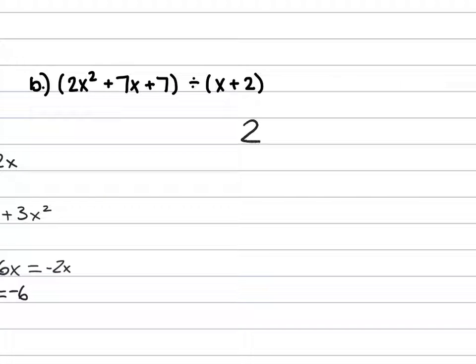We've got 2x squared plus 7x plus 7 divided by x.